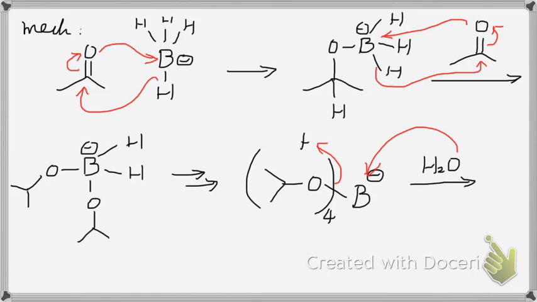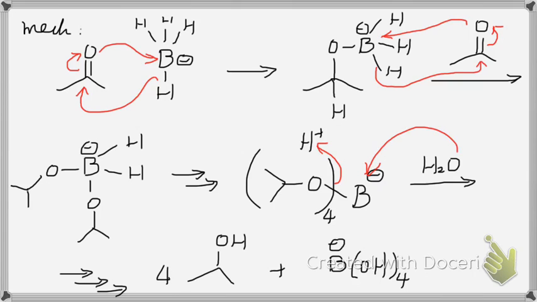Then it will be the hydrolysis of the borate. So water will attack the boron and break the O-B bond. The oxygen from the alkoxy group will take a proton from the solution to become alcohol. This step will be repeated 4 times total. So 4 equivalents of the alcohol will be released from boron, and we get boronic acid as the byproduct. Okay, so that's the mechanism.